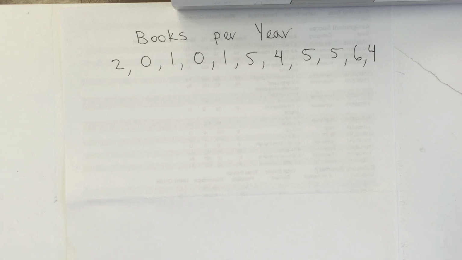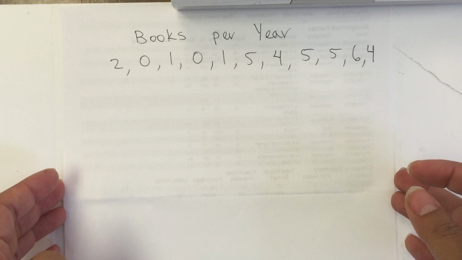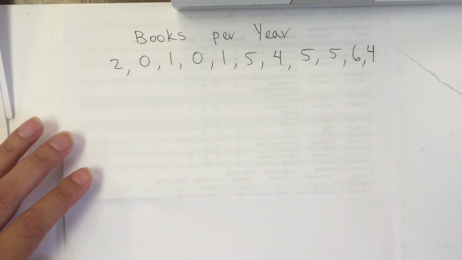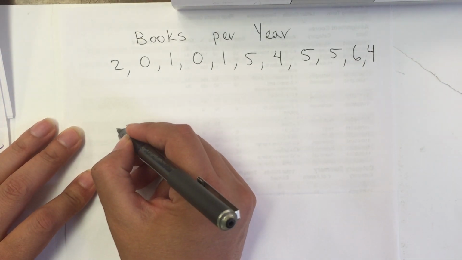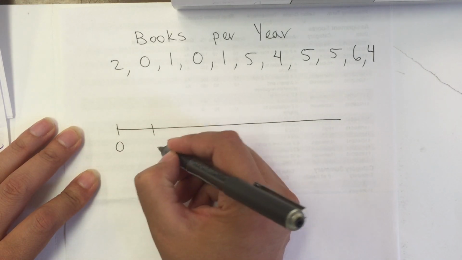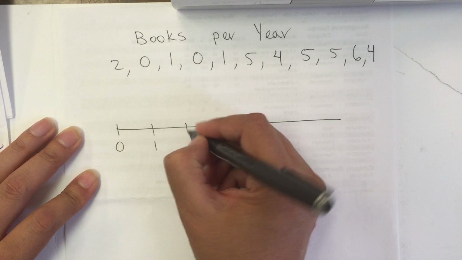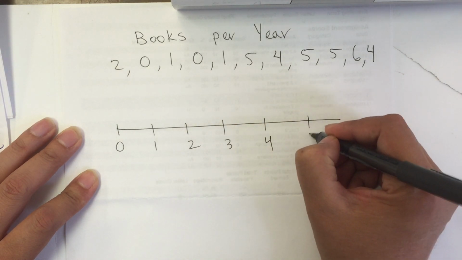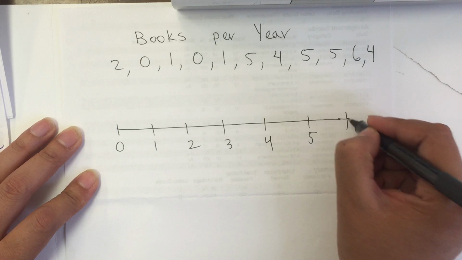And so first I asked them to graph it on a number line, which we did for the previous lesson already. But we're just going to see it here again so that we can compare it to the other graphs. And so the number line, we put 0, 1, 2, 3, 4, 5, and 6. Okay.